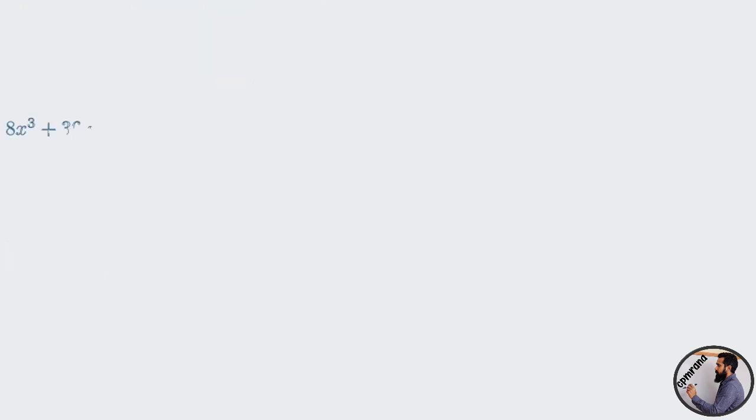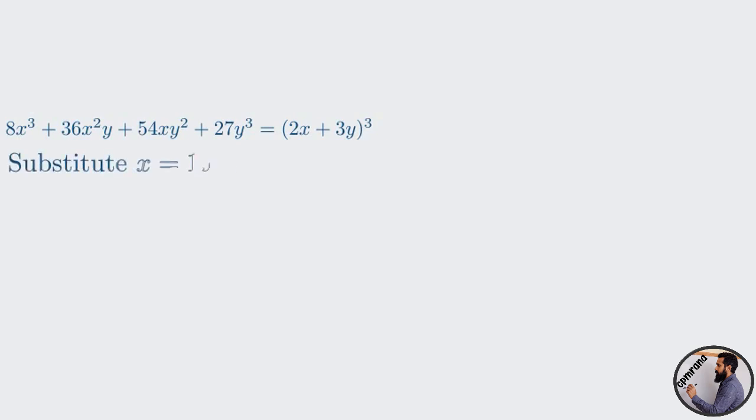Since our expression matches the identity perfectly, we can rewrite the entire polynomial as a single cube. So the complex four-term expression simplifies down to just (2x plus 3y), all raised to the power of 3. Now, we can substitute the given values for x and y into this simplified form. We replace x with 19 and y with negative 12.